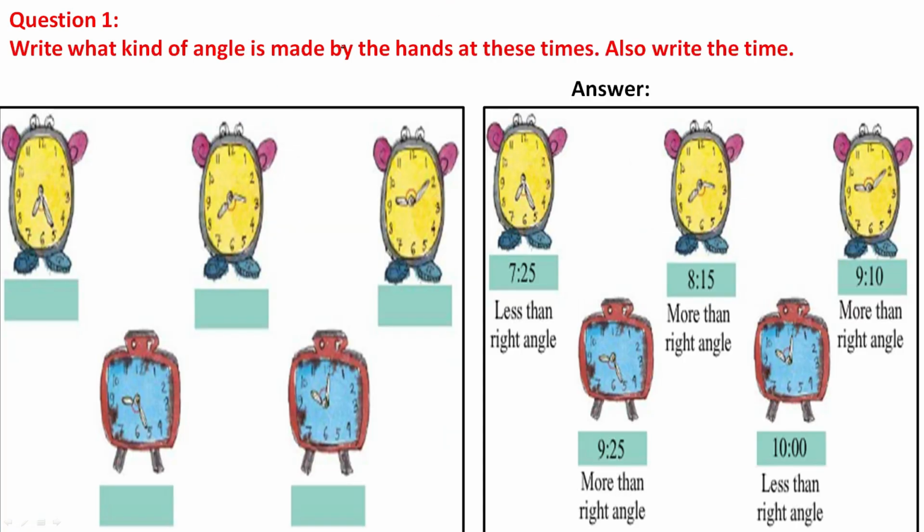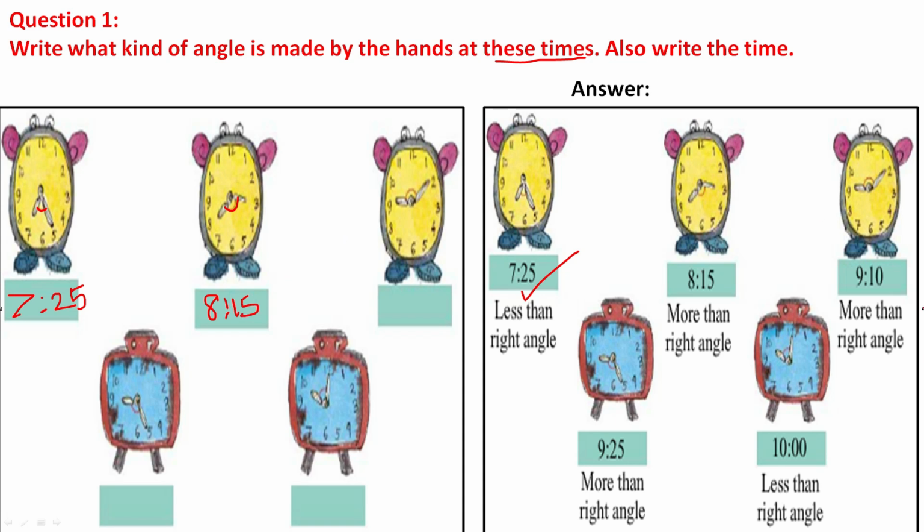Write what kind of angle is made by the hands at this time. Write also the time. Now here you can see, first you write the time of the clock. 7:25. The type of angle formed between the hands of the clock is less than right angle. Second one, it is more than right angle. The time in the clock is 8:15. The time in the third clock is 9:10.